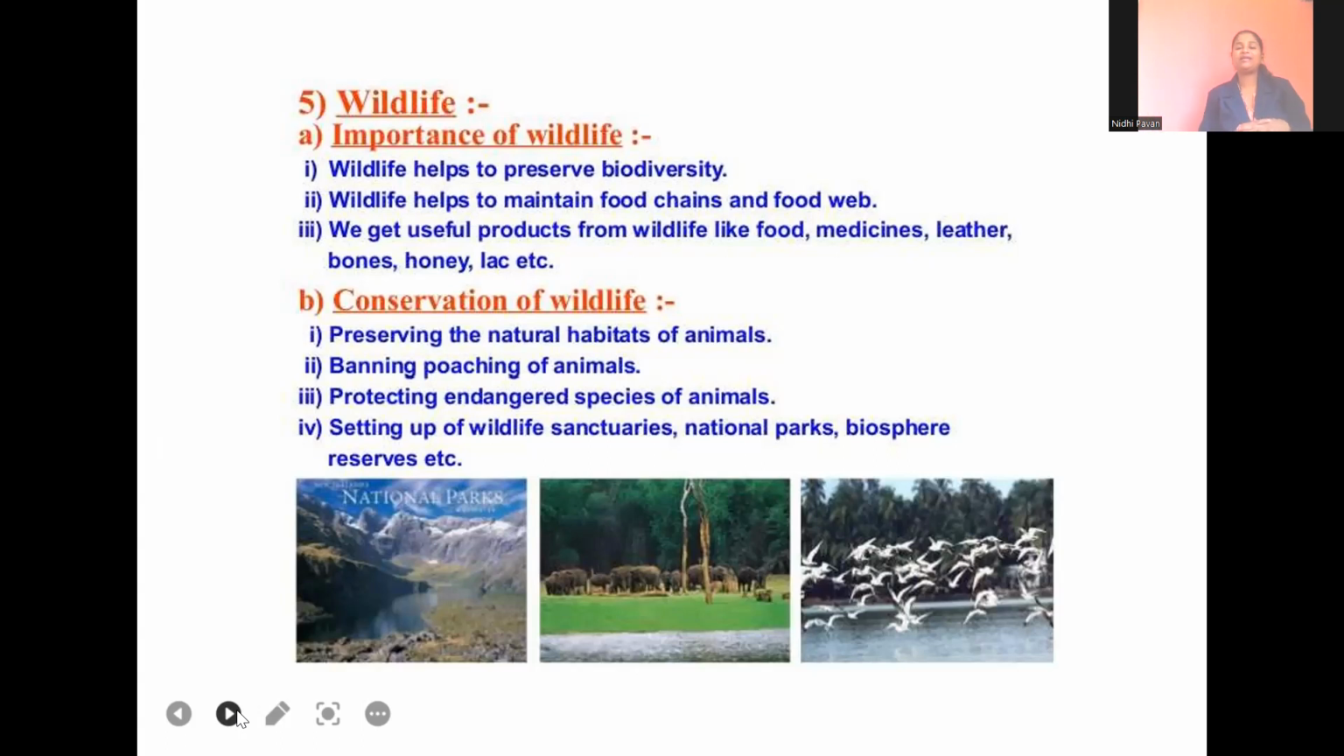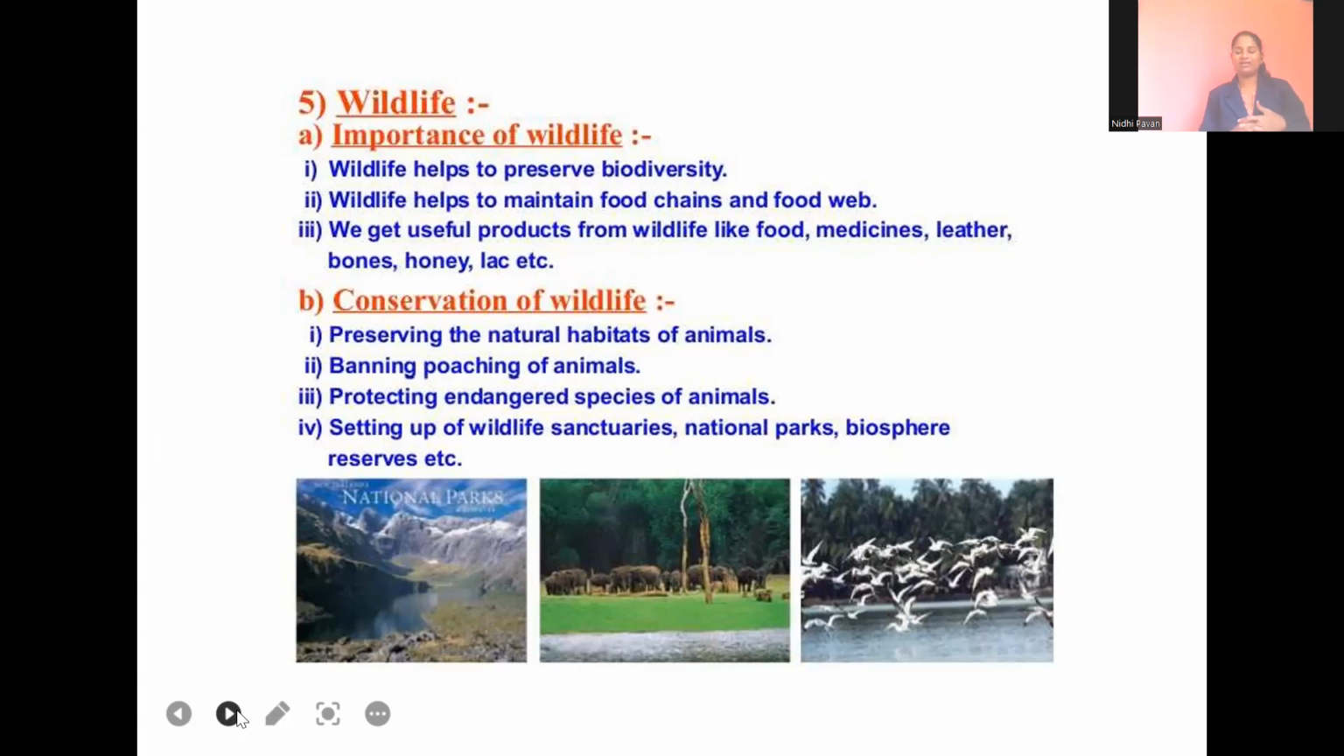Wildlife helps to maintain food chains and the food web, which directly maintains the ecological balance. We get useful products like honey, fodder, food, medicine, and leather from wildlife. Then conservation: how we have to conserve it. We should not cut the trees. Deforestation has to be minimized so that the natural habitat, the natural home of the animals, will be preserved.